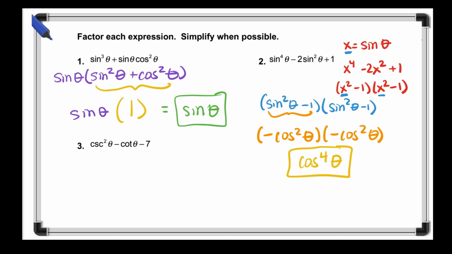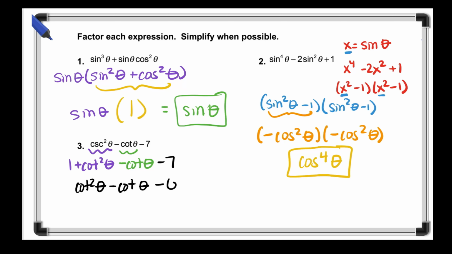Okay, so in number 3, we actually have two different functions. You have cosecant and you also have a cotangent. But I know that cosecant squared is the same thing as 1 plus cotangent squared, right? That's one of my identities. And then I know that I have a minus cotangent of theta. What you could do is say, all right, let me just rewrite this in order. So I have cotangent squared of theta, I have a minus cotangent of theta, and then I have 1 minus 7, which gets me a minus 6.